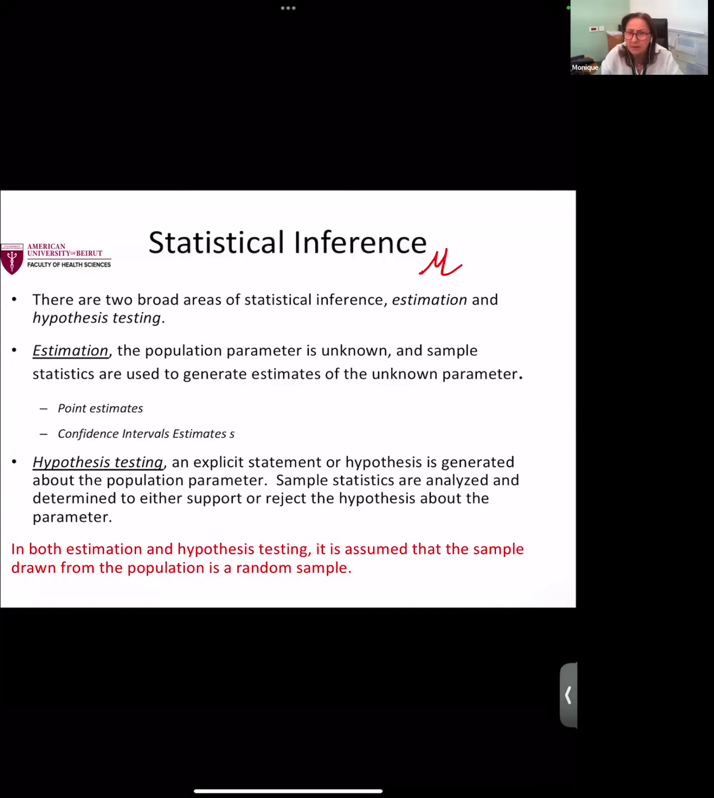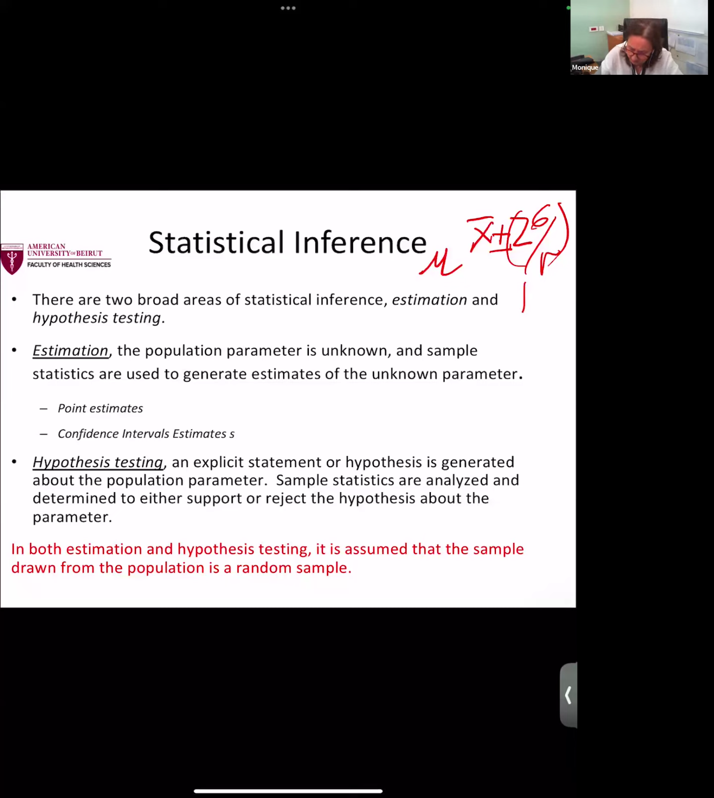So if we are estimating mu, it's X bar, which is the sample statistic, plus or minus Z sigma over square root of n. That is called, do you still remember what we call this component? Anyone?